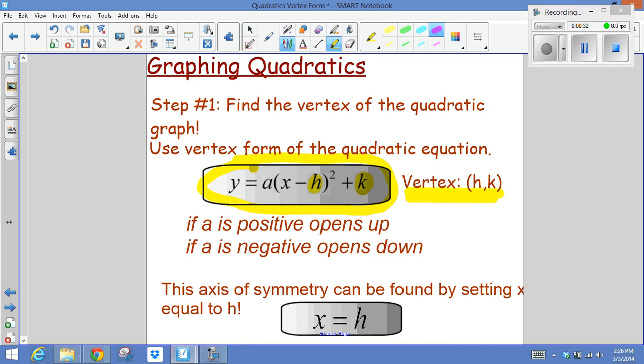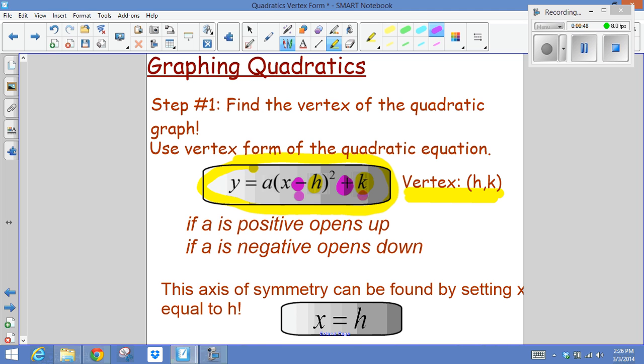But I want to point out a couple things to notice here: this is a plus and this is a minus. That's very important to remember when you start pulling those numbers out, that this is plus k and this is minus h. And when we look at an example, you'll see.